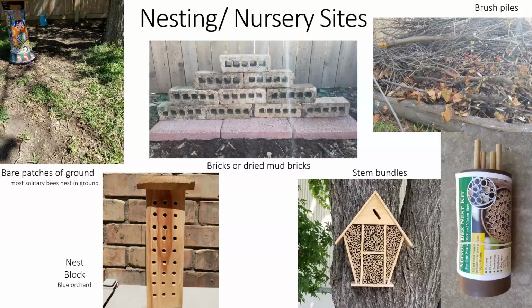If you just want bees, then use any depth that you want. But the nest block that you see on the bottom left-hand side, that is untreated wood, is a 4 by 4 inch piece of wood that they drilled holes in. And you can do something like that.